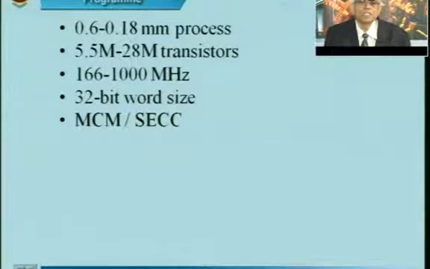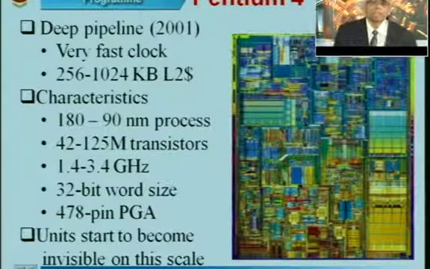We have 0.6 to 0.18 micrometer processors, and we have 5.5 million to 28 million transistors, which are working at 166 MHz to 1 gigahertz, and it is a 32-bit processor, where we try to make the overall operation of the Pentium processor much faster.